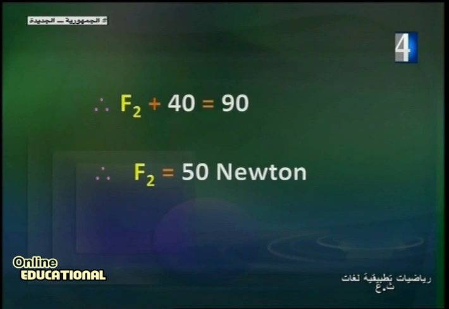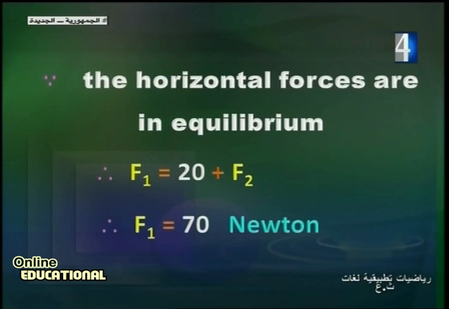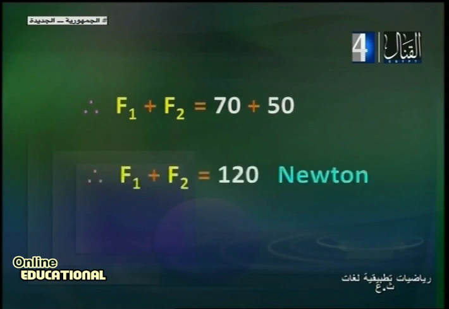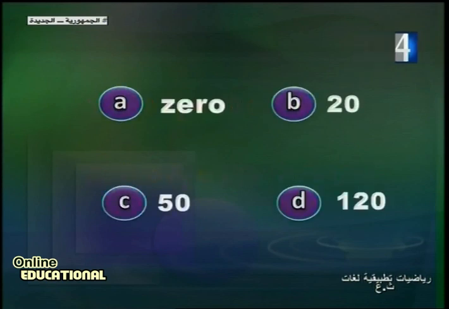And the horizontal forces are in equilibrium. Then F1 equals 20 plus F2. F2 equals 50 Newton. Then F1 equals 20 plus 50, which equals 70 Newton. Then F1 plus F2 equals 70 plus 50, which equals 120 Newton, and we can choose letter D.